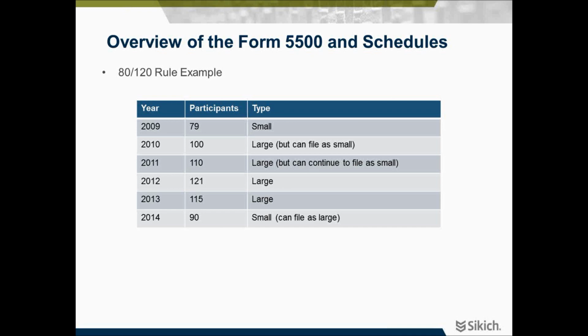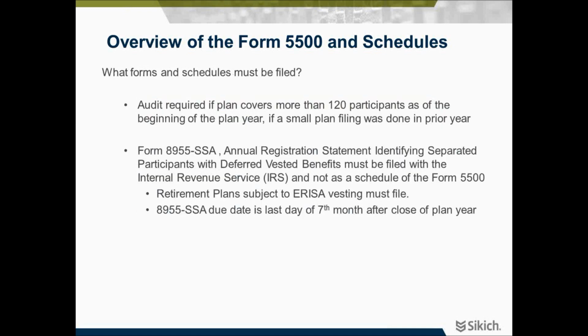Then in 2012, you have 121 participants. Now you're more than 120, so you would have a large plan. And then in 2013, if you have 115 participants, that would be considered a large plan. If in 2014 you go down to 90 participants, it's a small plan, but you can file as large. So this is just a nice little example of how the 80/120 rule works.